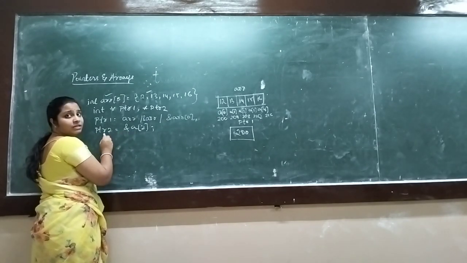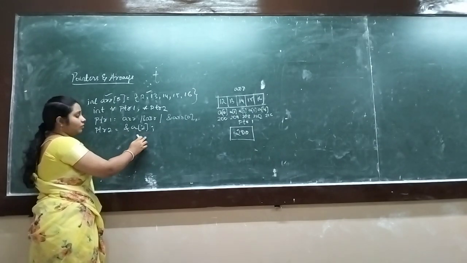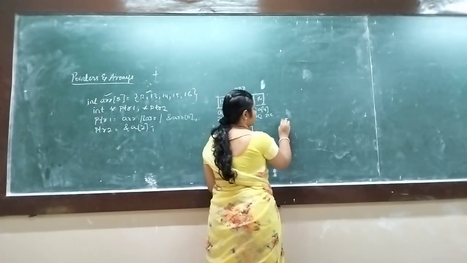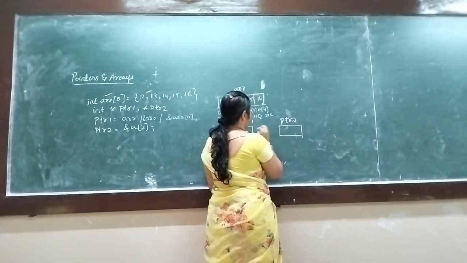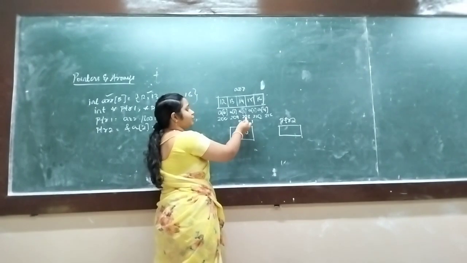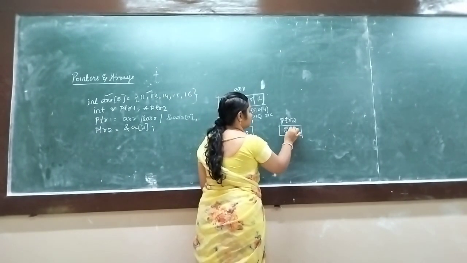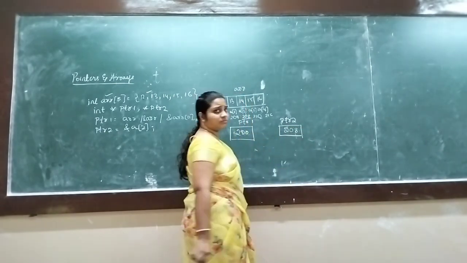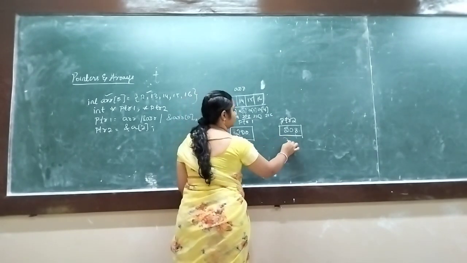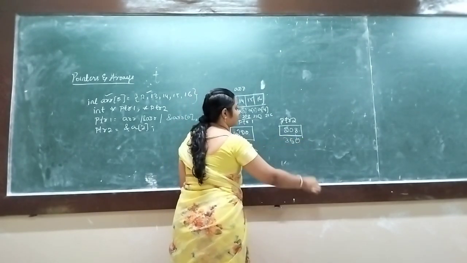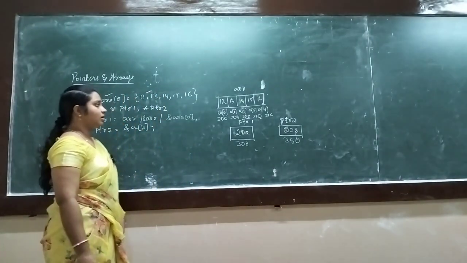PTR2. What does PTR2 do? Stores a of 2. Okay, now PTR2 is what? A of 2 is what? It stores the address 208. Right everyone? Now this has a specific address, 300, let's suppose 350. Got it everyone?